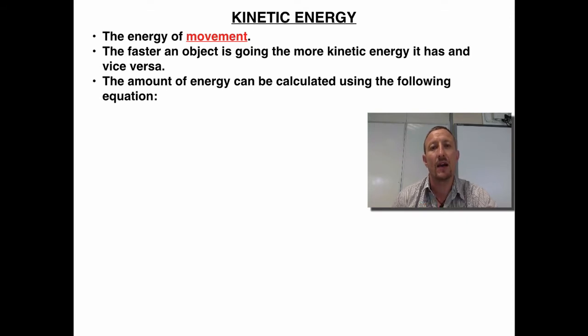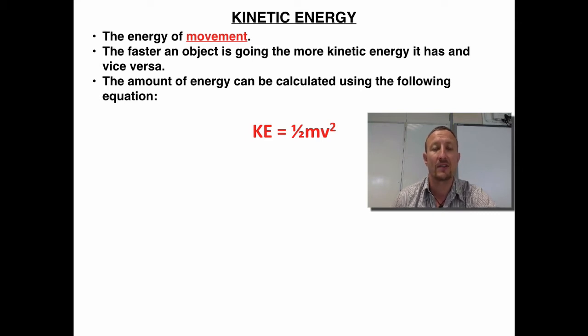Now, there are two main variables that will determine the amount of kinetic energy. That is the mass and the velocity or the speed. And these can be put together in a mathematical equation as shown below. Kinetic energy equals 1/2 times the mass times the velocity squared, or the velocity multiplied by itself.